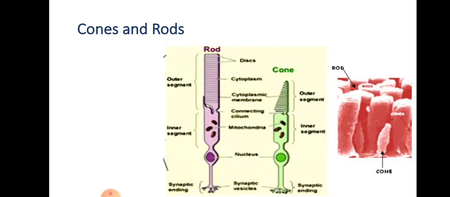Cones also sense color. Cone cells only sense the color, which color we are seeing. Next, at the junction of the optic nerve and the retina there are no sensory cells. The junction is the point where the optic nerve and the retina meet. In this one there are no sensory cells, so no vision is possible at that spot.